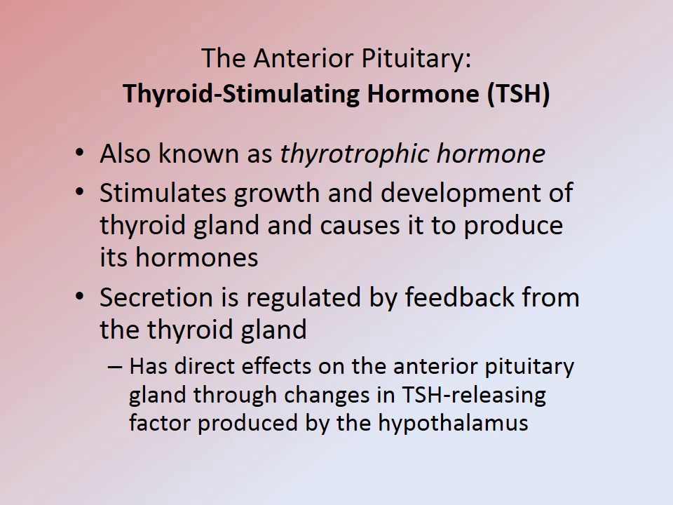So it has a direct effect on the anterior pituitary gland through changes in the TSH releasing factor produced by the hypothalamus. So again, the hypothalamus often regulates everything that the pituitary gland does, and there's a TSH releasing factor that's produced by the hypothalamus that will then stimulate the anterior pituitary gland to release the TSH, which will then find its way to the thyroid gland, which will then produce thyroid hormones.